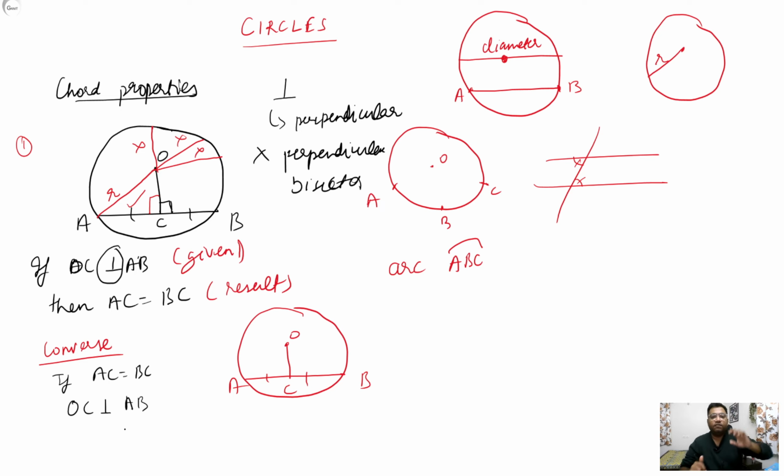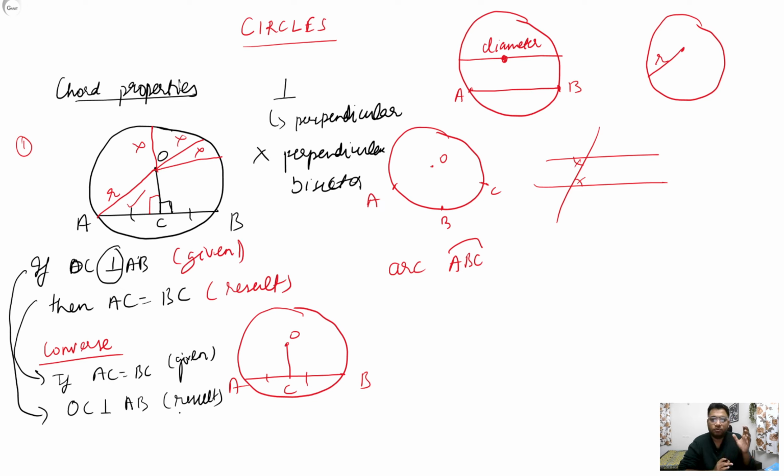So if you notice here, what was the result became your given condition, and what was given actually became your result. Okay, so that's the difference between a theorem and its converse. I hope you have understood this.